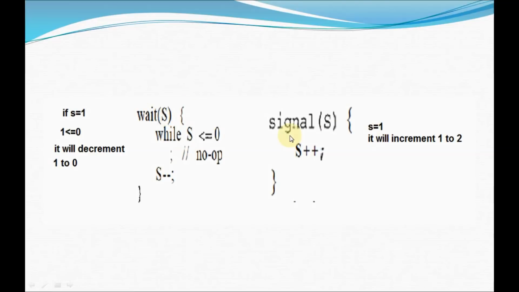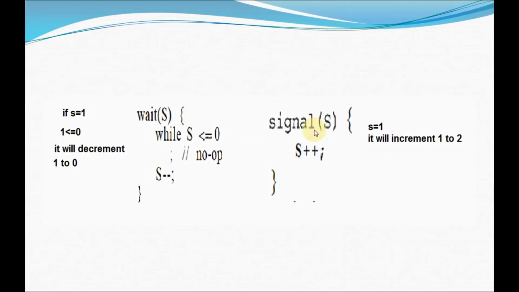In the same way, I will change the s value using signal. See here, the s value is 1. I will enter inside this and increment the value from 1 to 2. Now I changed the semaphore value from 1 to 2. So in this way I can use wait and signal to change my semaphore value. In wait I decremented the value from 1 to 0, but in signal I incremented the value from 1 to 2.